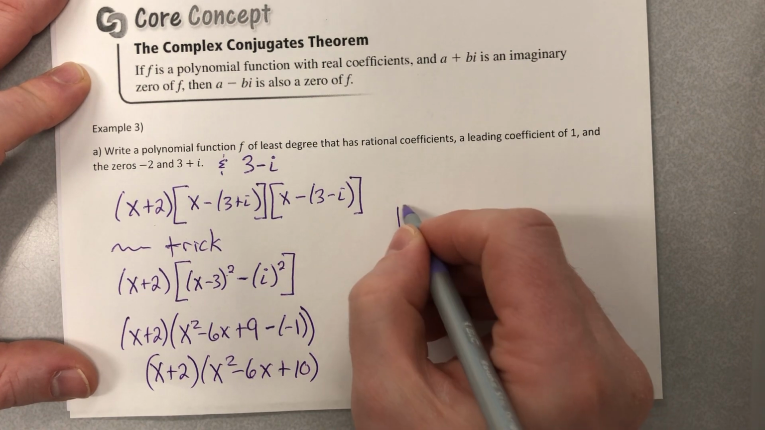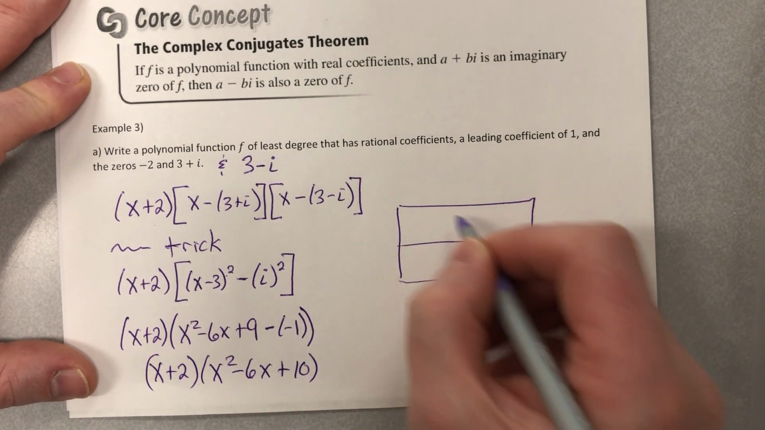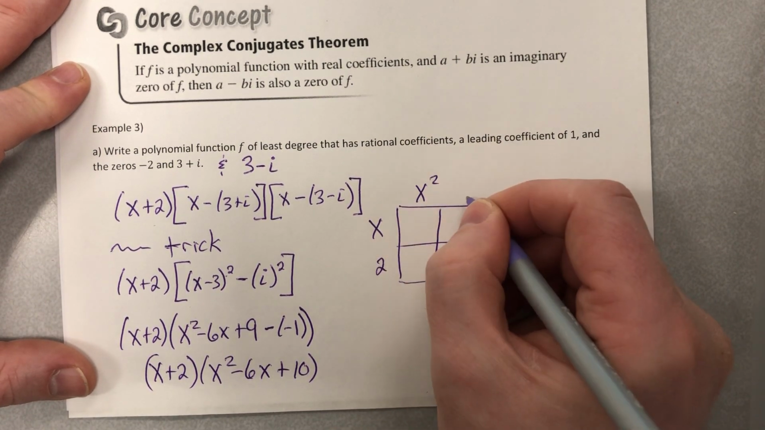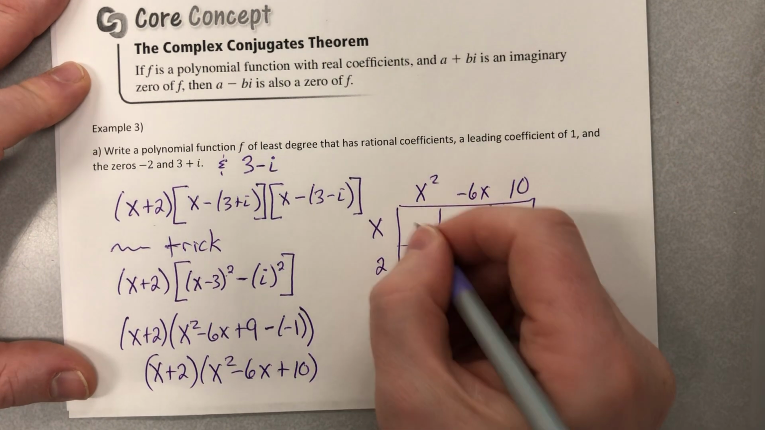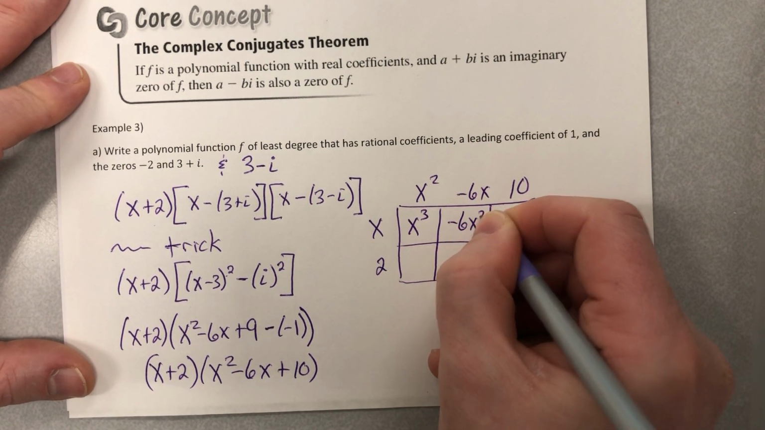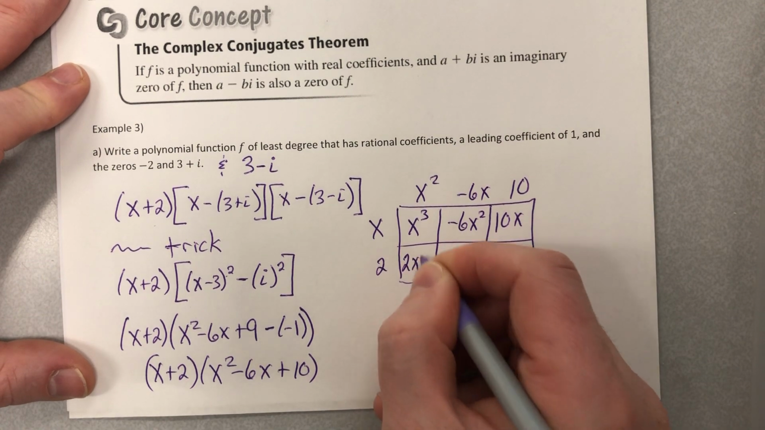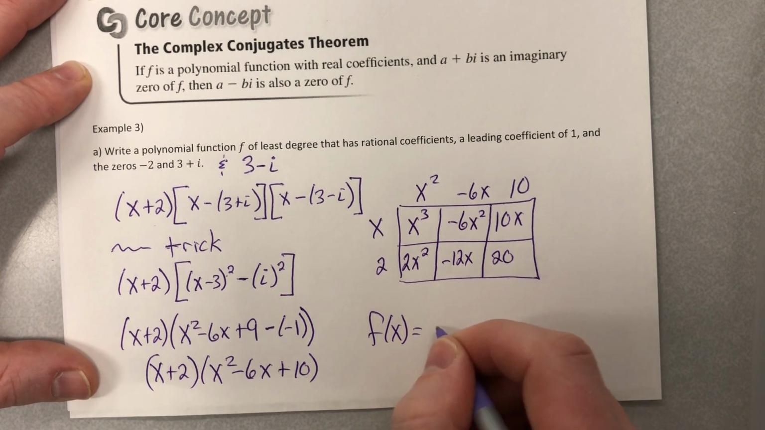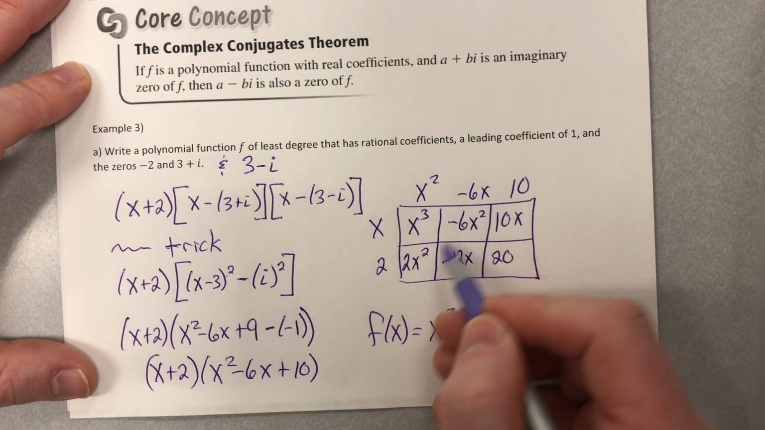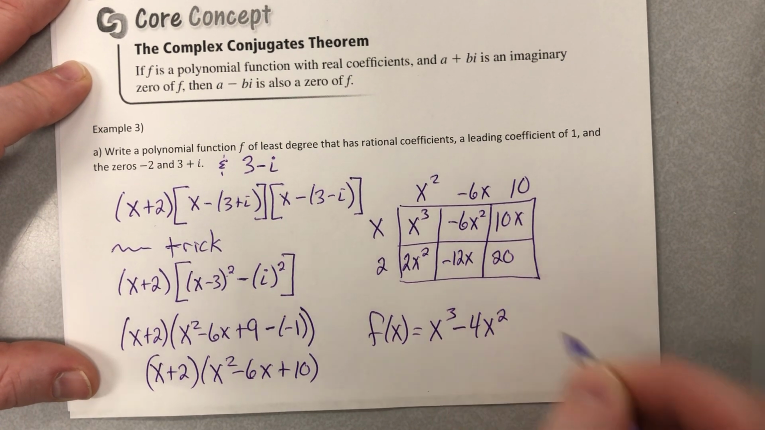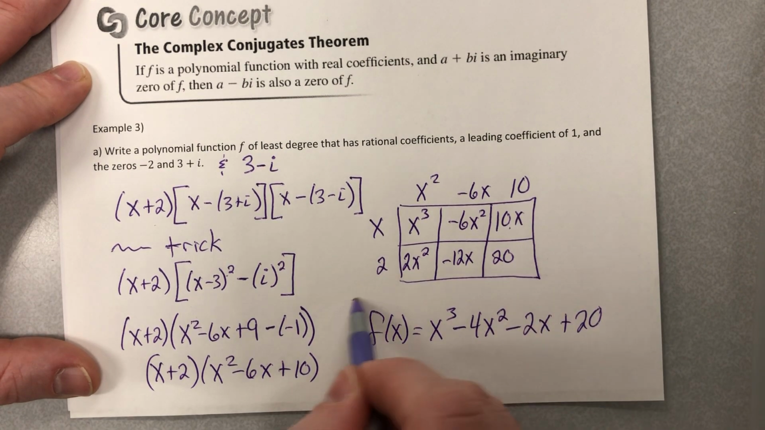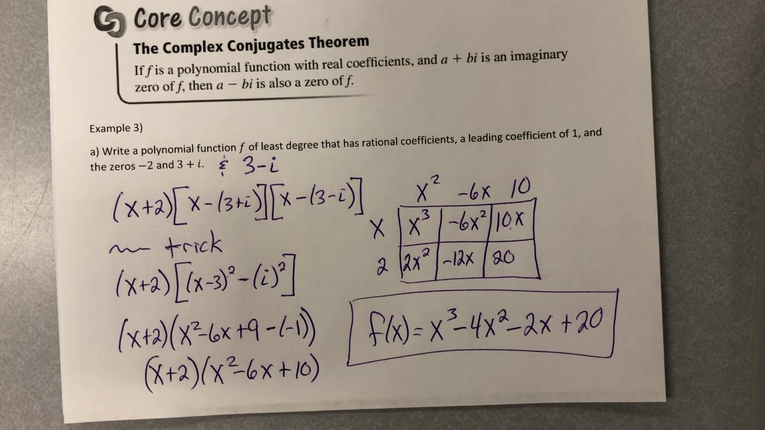And now we're just going to multiply those two polynomials. So we have an x and a 2, an x squared, a -6x, and a 10. x to the third minus 6x squared, 10x, 2x squared minus 12x, and 20. So our function would be x to the third, -6x squared plus 2x squared is -4x squared. 10x minus 12x is -2x plus 20. And there's our function that has the zeros as given.